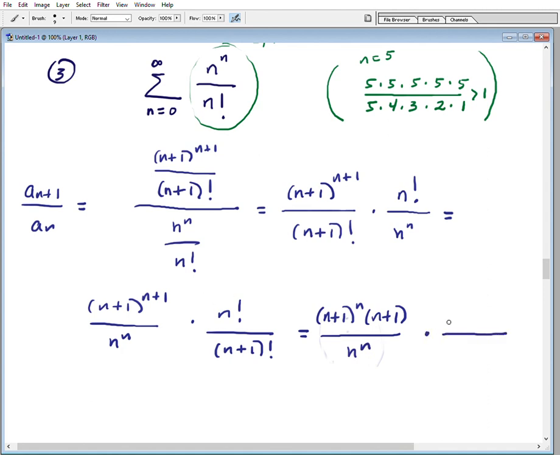Now the second one, this is n times n minus 1 times n down, and this one is n plus 1 times n times n minus 1 and down. So all this cancels. Okay.